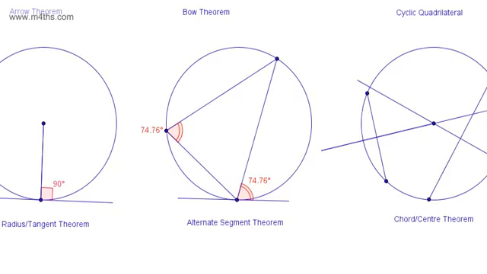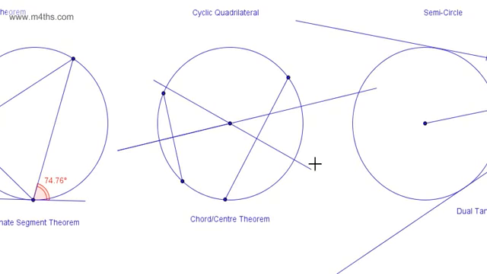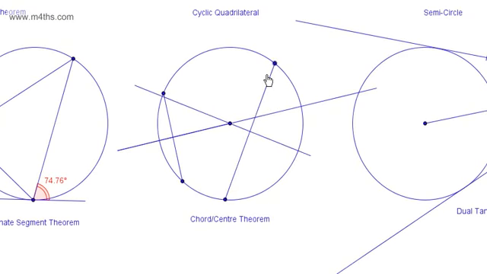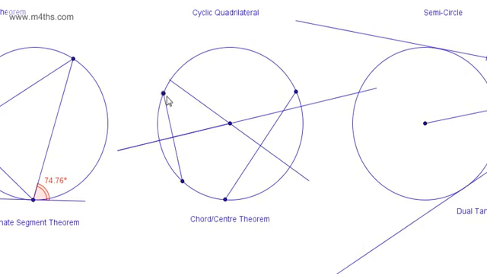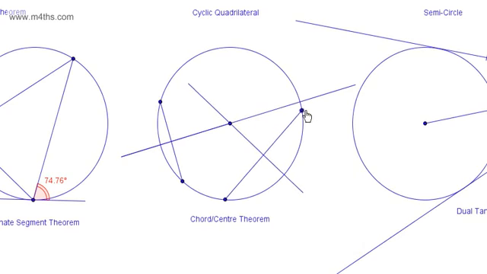The chord centre theorem, we don't really need to look at this, but essentially if you bisect two chords, the two bisectors will meet in the middle and create a centre point.